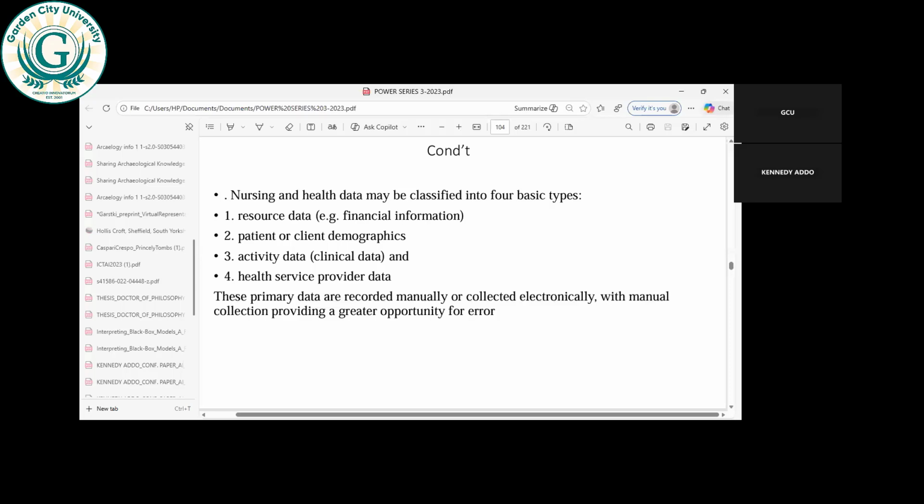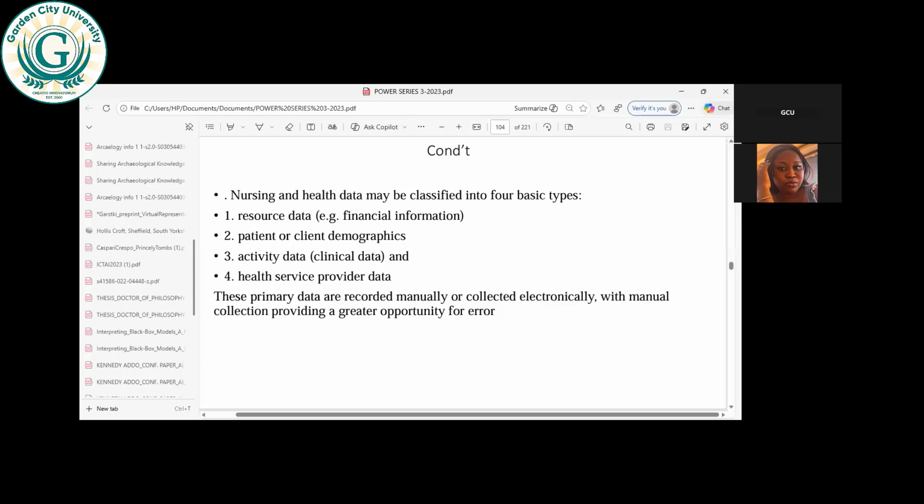Right? So this one is very examinable. I can ask you, which of the underlisted is not part of nursing and healthcare data in terms of classification? So you see resource data, that is financial information among others, patient client demographics, activity data or client data, health service provider data. These primary data are recorded manually or collected electronically, with manual collection providing opportunity for error.